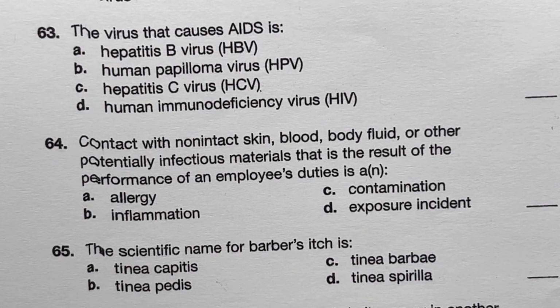Number 63. The virus that causes AIDS is A, hepatitis B virus or HBV, B, human papilloma virus or HPV, C, hepatitis C virus or HCV, D, human immunodeficiency virus or HIV. And the correct answer is D, human immunodeficiency virus or HIV.